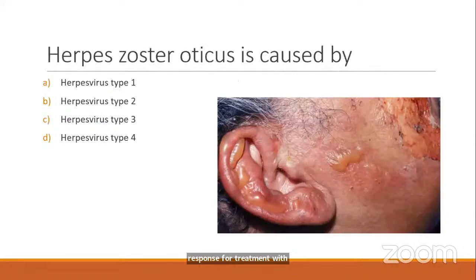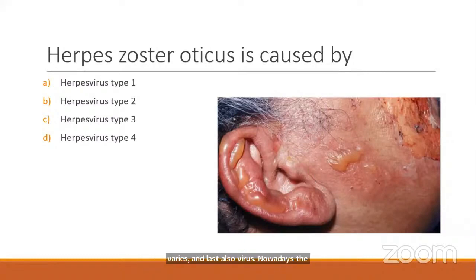So any idea about this thing? Herpes zoster oticus. You can see some vesicular lesions on the ear pinna, just anterior to the tragus, etc. So what is the causative agent? Yes, it is actually herpes virus 3, which is previously called varicella zoster virus.